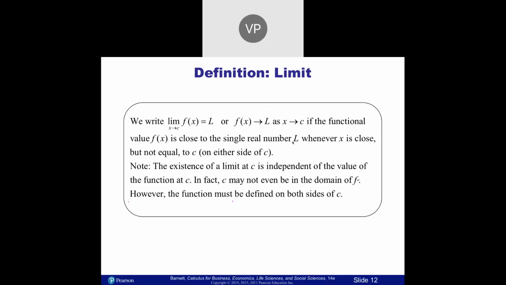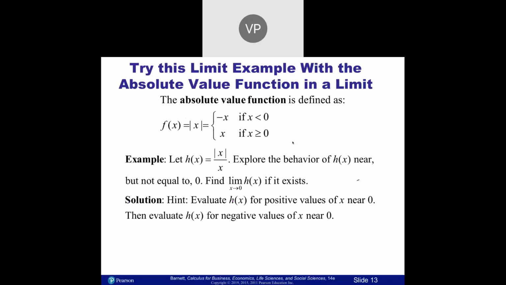X approaches C. Okay. So now we have one of our piecewise graphs. You remember this from before. This is just the absolute value. And to kind of refresh your memory, you know what the absolute value looks like. Remember, it's the V-shaped.